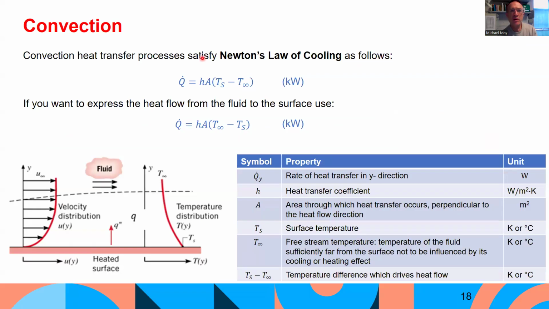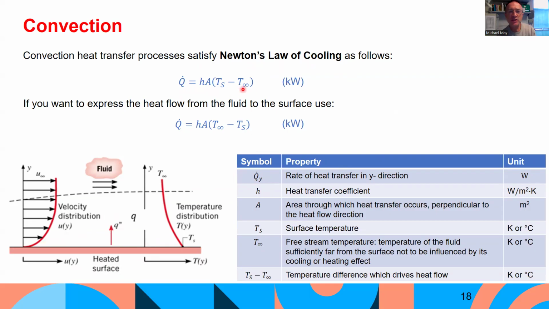Convection heat transfer processes satisfy Newton's law of cooling as follows. The heat transfer rate equals the heat transfer coefficient, similar to the k value, just notice that the units are slightly different. It's watts per meter squared Kelvin in this case. You've got the area, which is perpendicular to the flow. So the heat transfer is going this way, and it's the area here that we're dealing with.